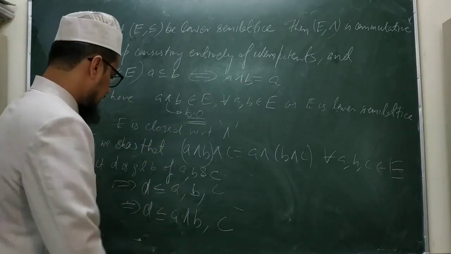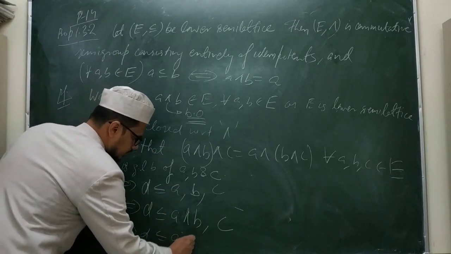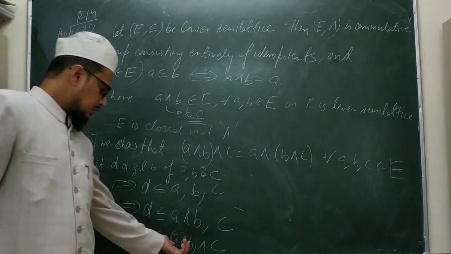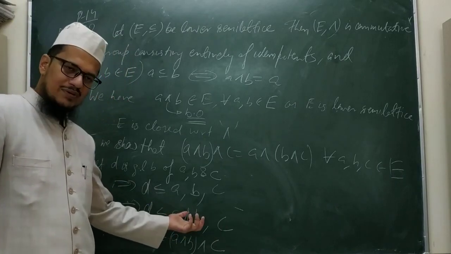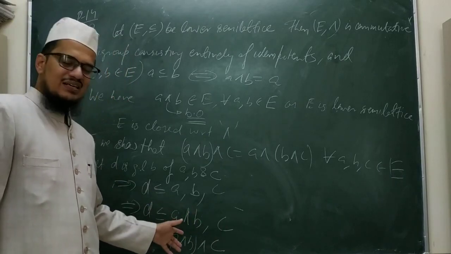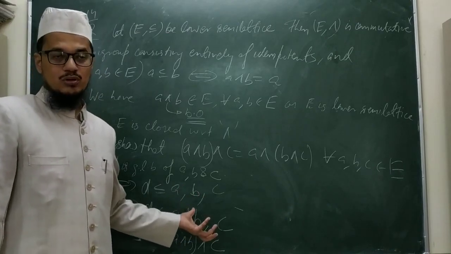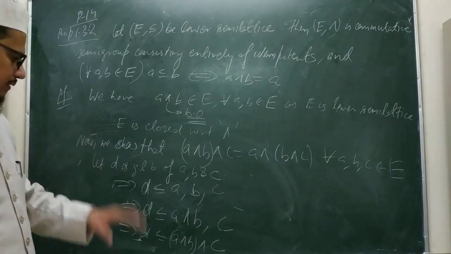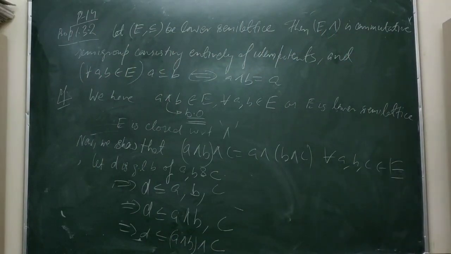No problem. So now from here you can just write D is less than or equal to A meet B, like this, because this is one element and this is another element, and when D is less than or equal to both elements, of course it will be less than or equal to the greatest lower bound of these two elements, because it is the greatest lower bound. Being greatest lower bound, it will be greater than D. So D is less than or equal to this, correct? Now, what you have to prove?